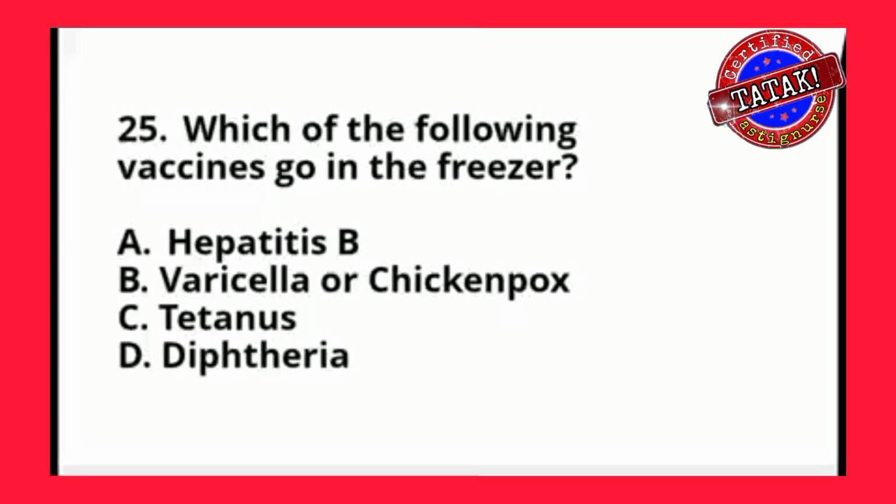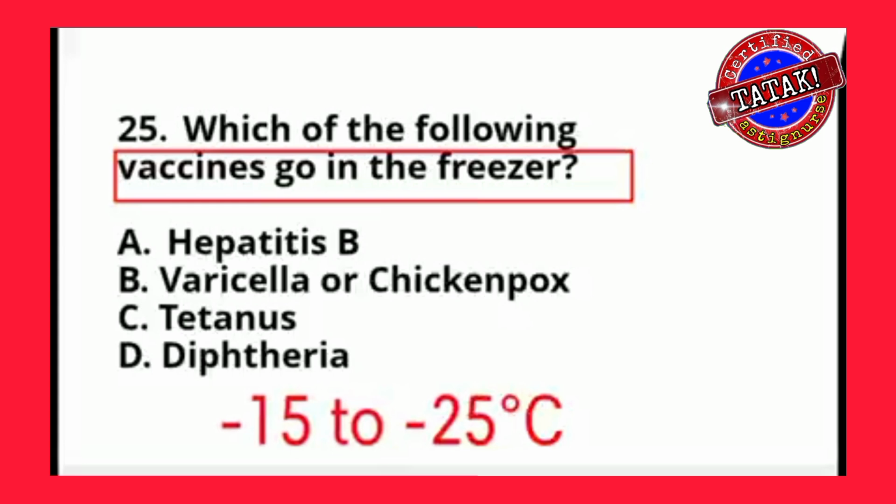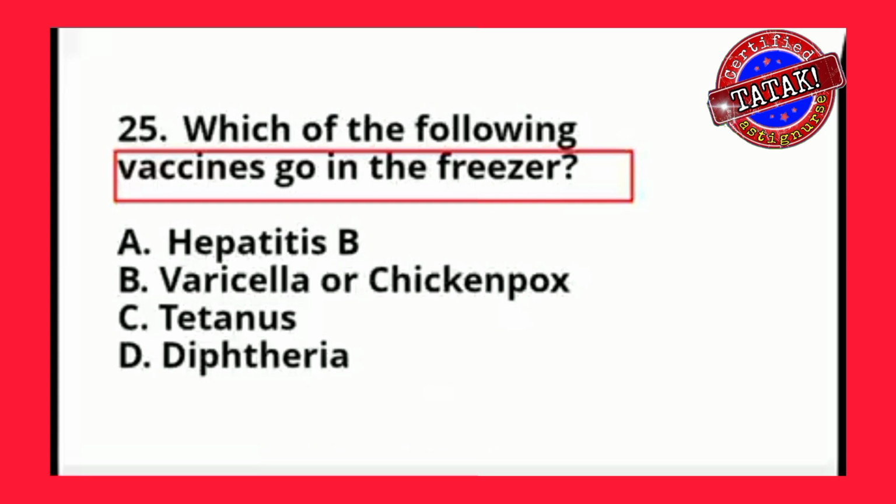Okay, so the next question, number 25, which of the following vaccines go in the freezer? So letter A, hepatitis B vaccine, letter B, varicella or the chickenpox vaccine, letter C, tetanus vaccine, or D, diphtheria vaccine. Okay, so elimination technique po tayo. So take note, ang tinatanong po dito is kung ano yung bakunang ilalagay natin sa freezer. So if you say sa freezer, freezer has a negative degree Celsius, okay? So around negative 15 to negative 25 degrees Celsius yung kanyang temperature dyan.